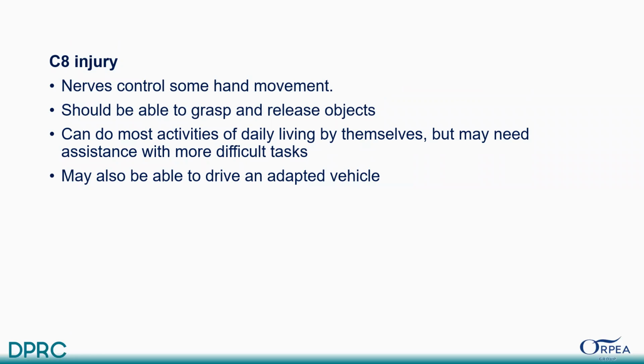C8 injury: the nerves control some hand movement, and they should be able to grasp and release objects. They can do most activities of daily living by themselves, but may need assistance with more difficult tasks. They may also be able to drive an adapted vehicle.